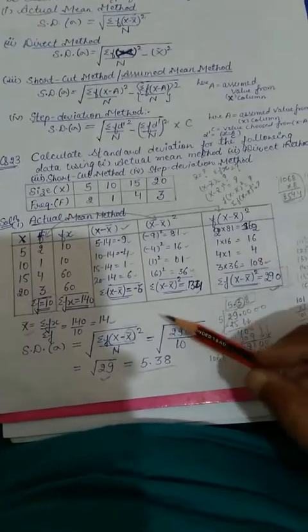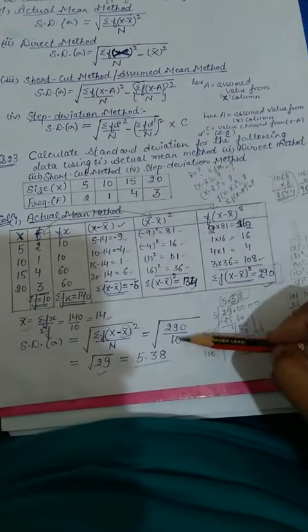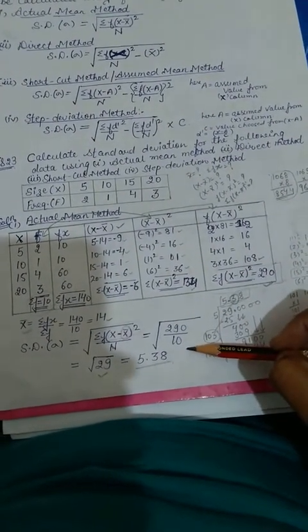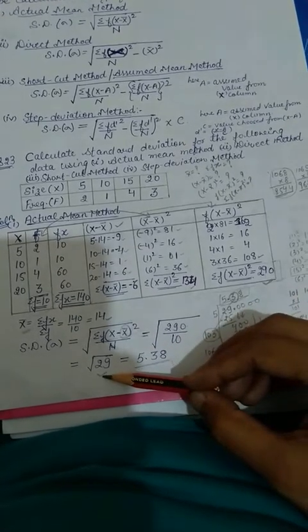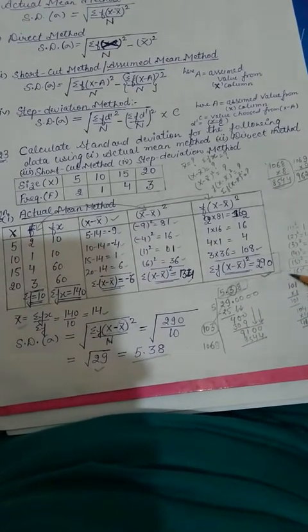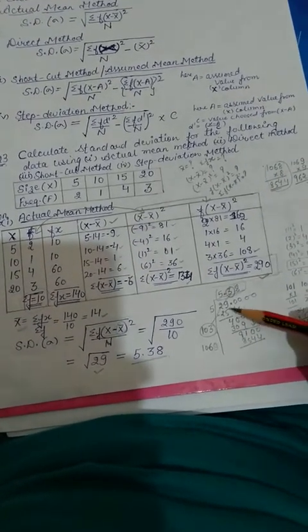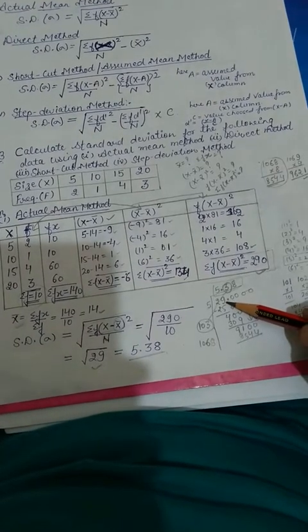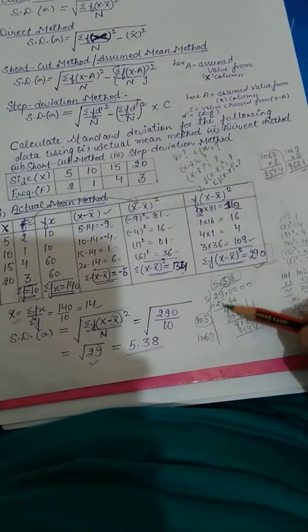Then you will write all these values in this formula. You will get 290 upon 10, and this will give you root 29. And how to find root 29? This is the method. First of all you have to choose the value from these square numbers which is smaller than or equal to 29. So it is 25, so I have written 5 fives are 25.